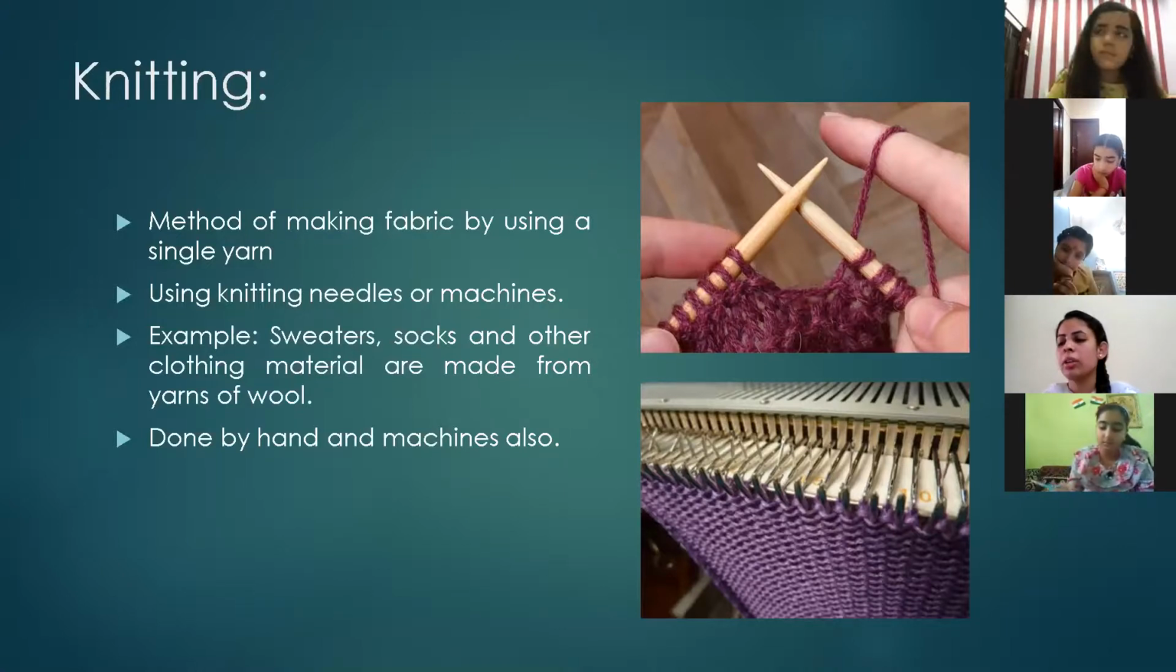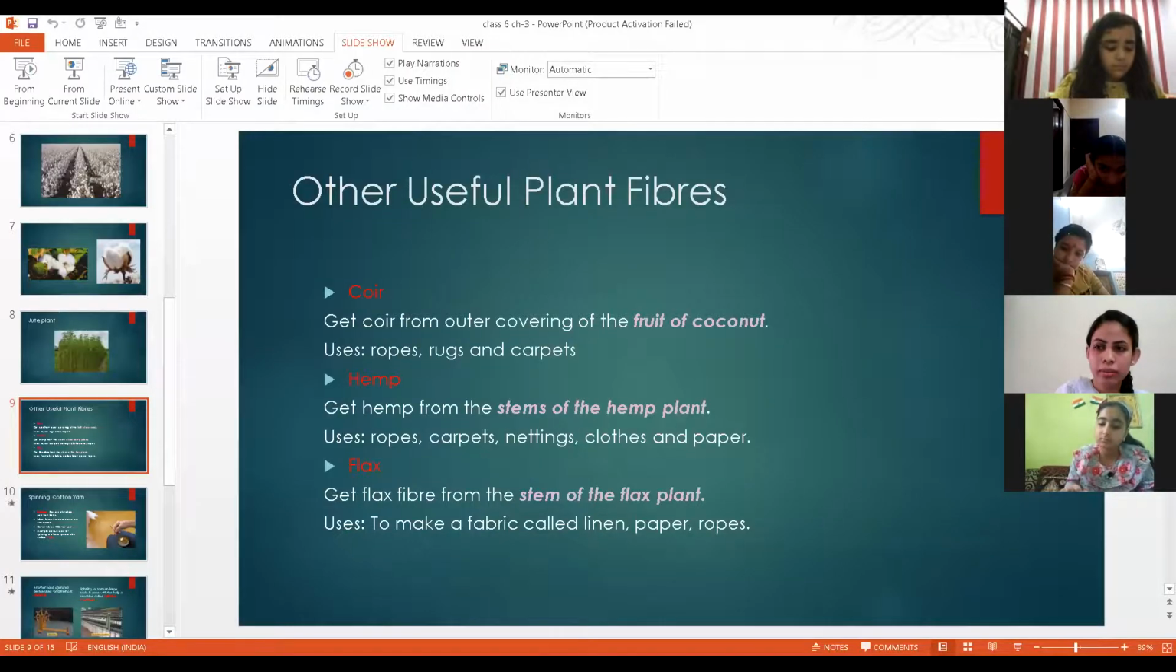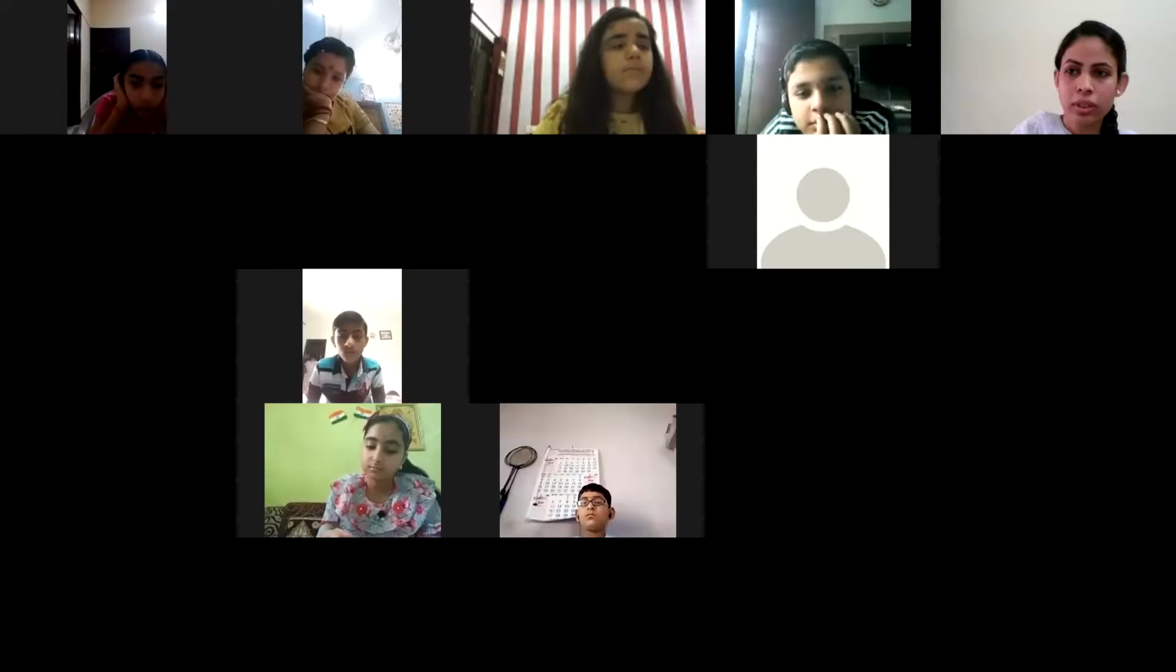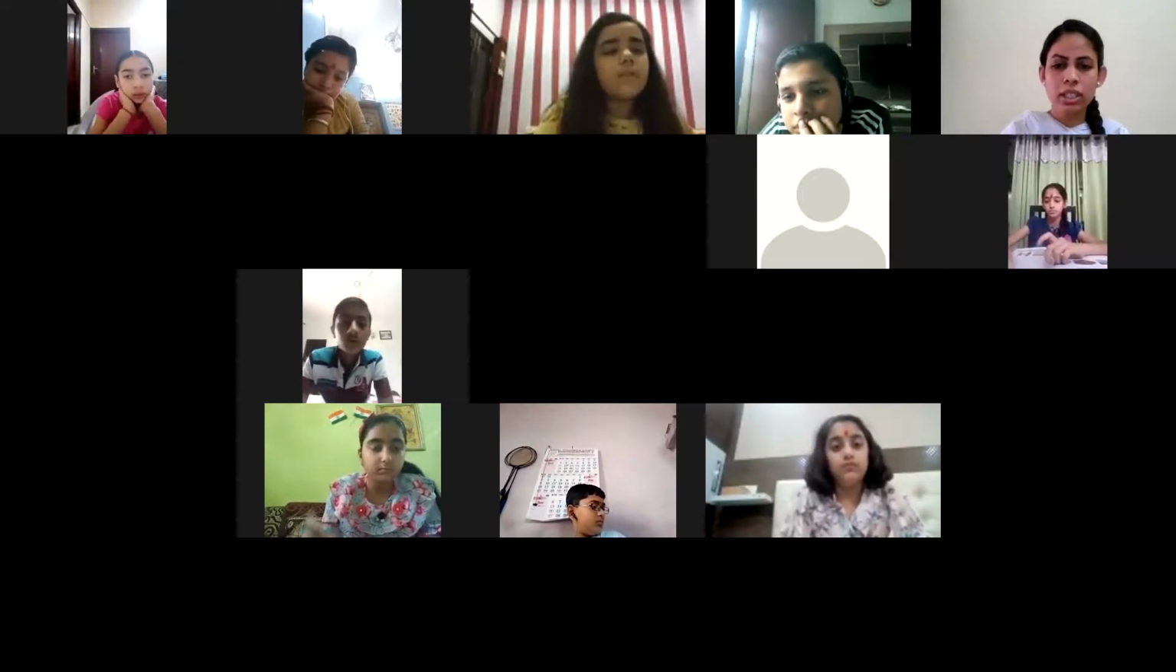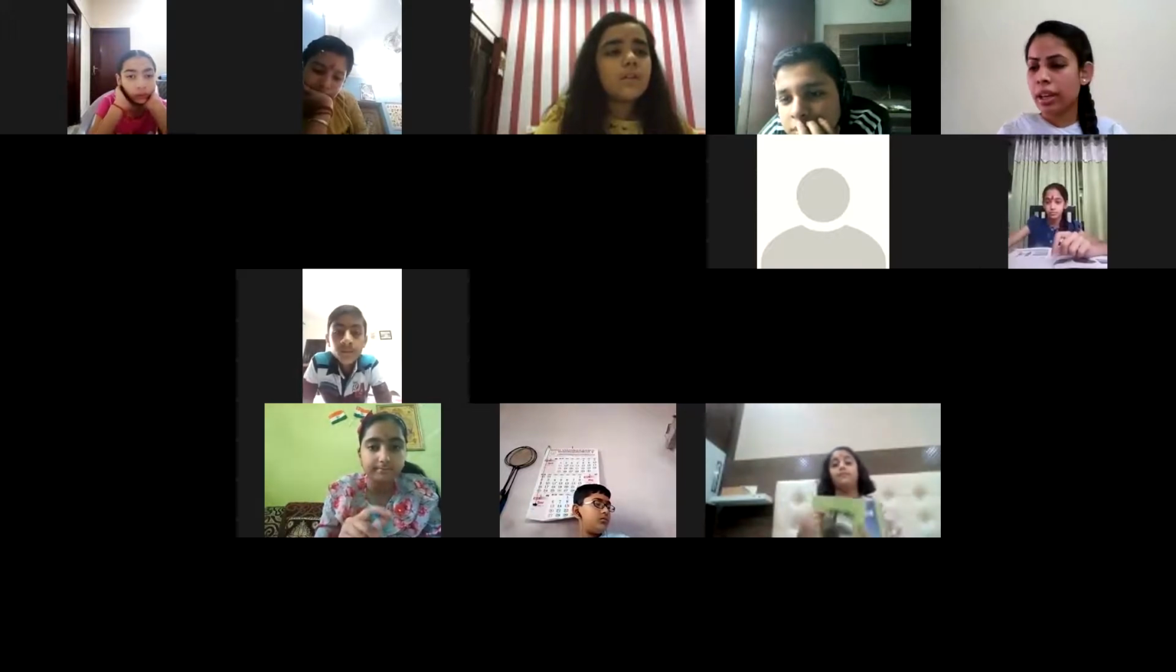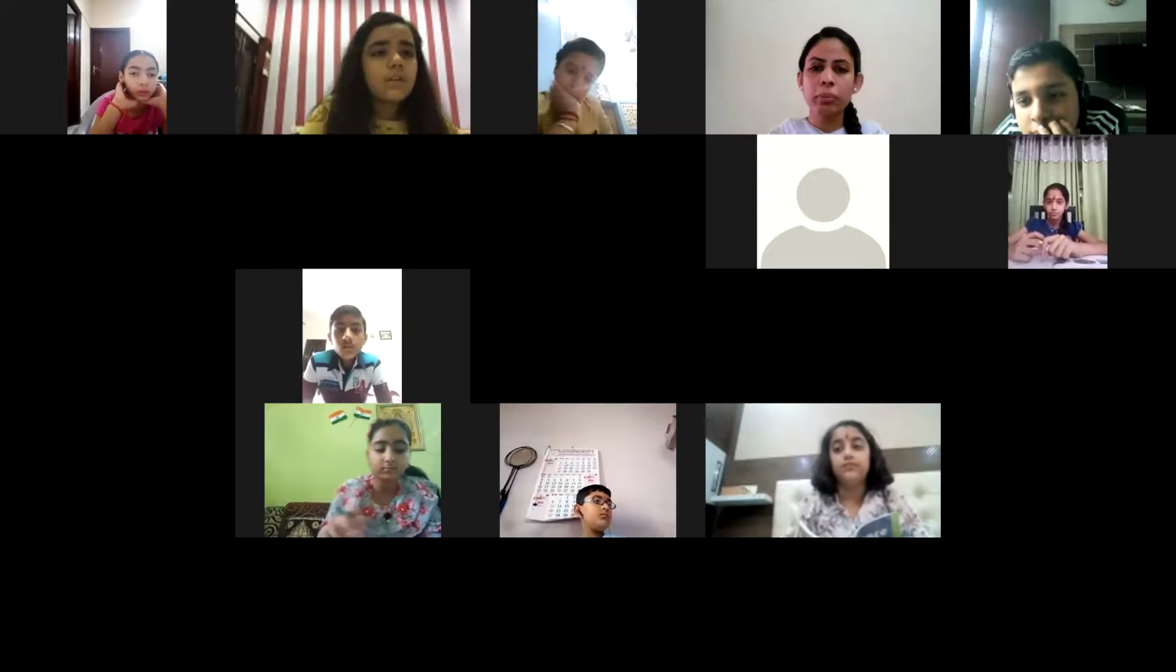Okay, coir. On page number 23, weaving and knitting are used for making different kinds of fabric. Obviously, we make different types of fabric from the process of knitting and weaving. These are the two main processes from which the fabrics are made. Now next is history of clothing material, topic 3.6.